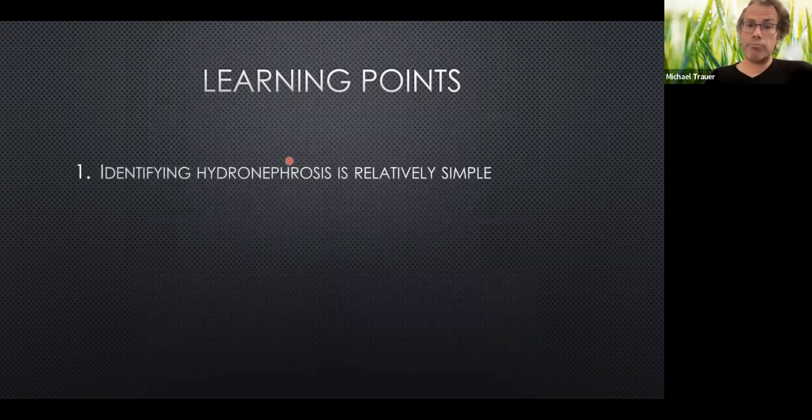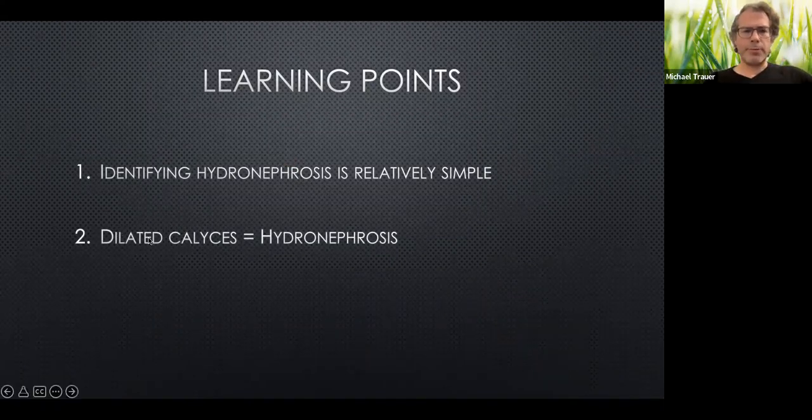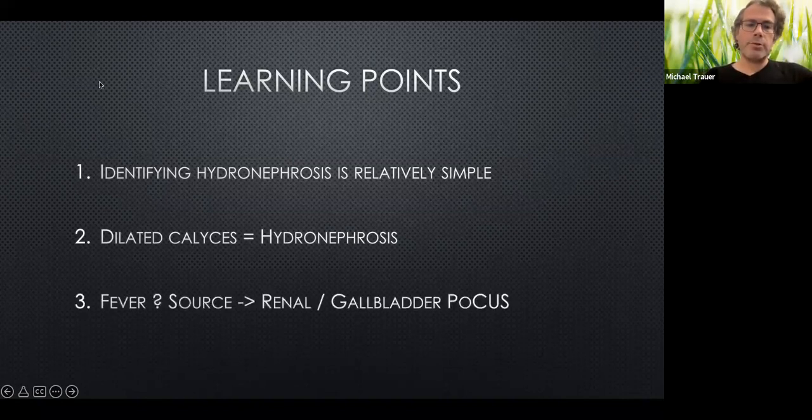So the learning points for me: identifying hydronephrosis is relatively simple, especially if it's moderate to severe hydronephrosis. It's usually pretty obvious. As a rule of thumb, if you can see calyces, then that's significant. There's an obstruction going on. If you just see very mild pelvic dilation, that could be nothing, so consider just having them have a wee and scanning them again. And in patients with fever of an unclear source, consider looking at the kidneys and the gallbladder.